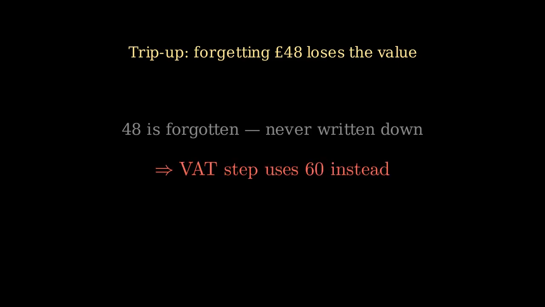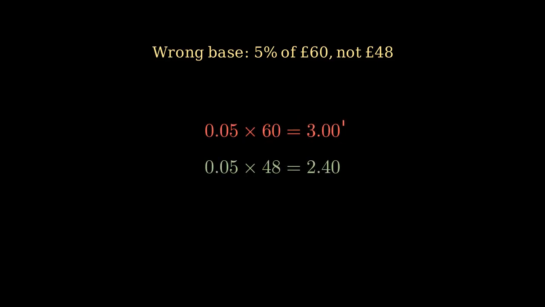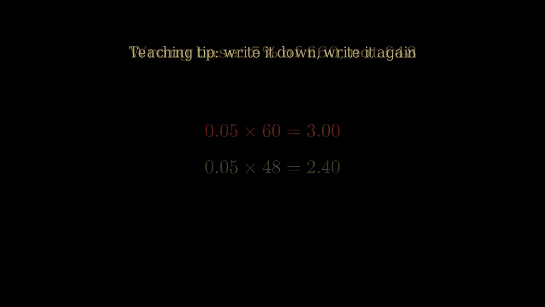Now here is the trip up that this technique prevents. If you don't write the reduced price down somewhere you can see it again, your memory quietly drops it, and when you reach the VAT step, you go back to the number that's still sitting in your head or on the question, the original £60. That means you calculate 5% of £60 instead of 5% of £48. That is a structural error, not an arithmetic one. You have applied VAT to the wrong base amount entirely, because the reduced price was never written down somewhere reusable.